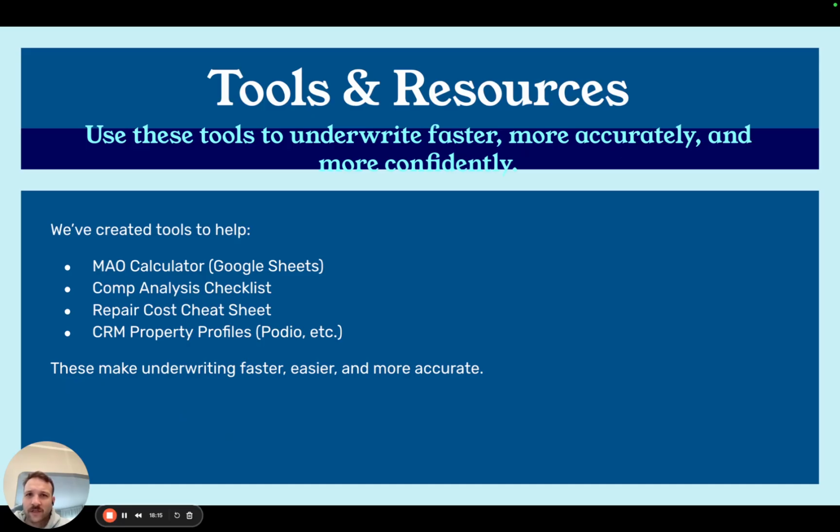All right, so just some tools, some resources to help you comp. So MAO calculator. We don't have the MAO calculator. It's just from the original slide, the 70% minus repairs minus the wholesale fee. The comp analysis checklist, we don't have that. We do have the repair cost cheat sheet, and in Podio we have basically a part in Podio that will calculate kind of what the offer should be, as well as a space where you can put the comps. I'll change this around and just add different things to the slide, but these make underwriting faster, easier, and more accurate.